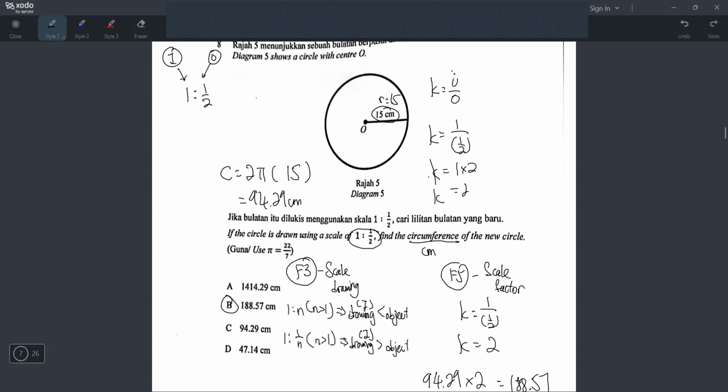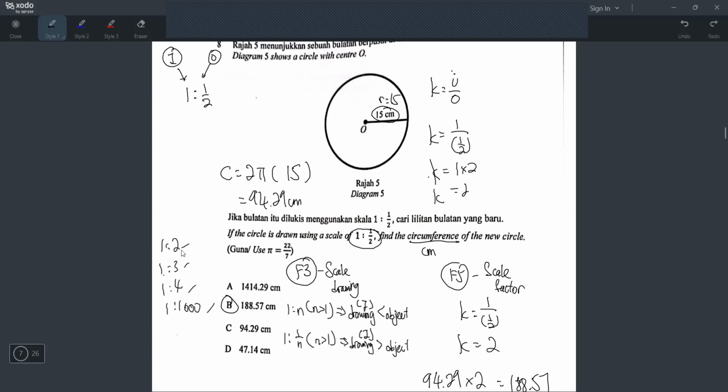So let me explain what this means. It means if I have 1:n and your n is bigger than 1, it means 1:2, 1:3, 1:4, 1:1000. It means the drawing is smaller than the actual object. The object means the actual size. So the drawing will be smaller. This is the one we use the most.